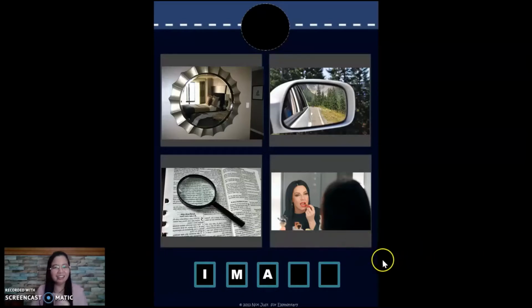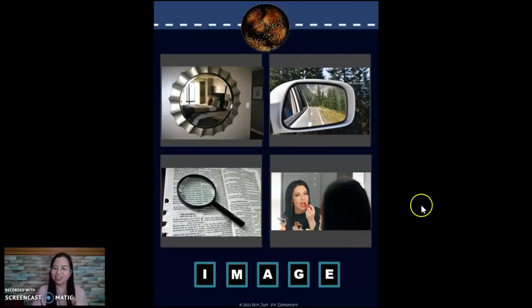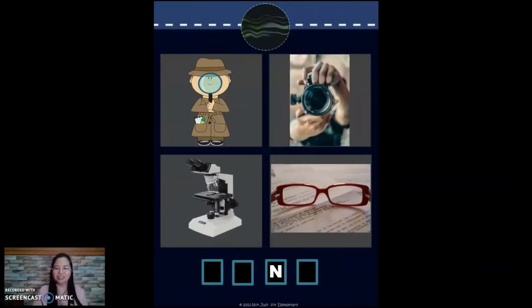Okay, I hear somebody said image. Let's see if the answer is image. You have G. What's the last letter to complete the word image? Okay, E. The correct word here is image. Congratulations if you got the answer correct. Now we're ready to proceed to the last round. Try to guess this right so that you can get a perfect score for this game.